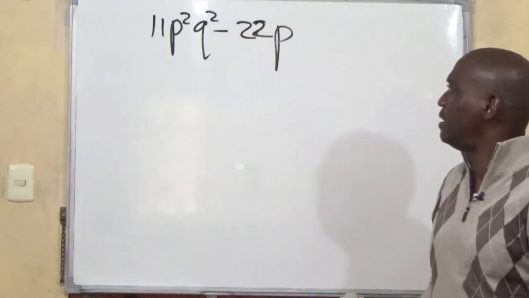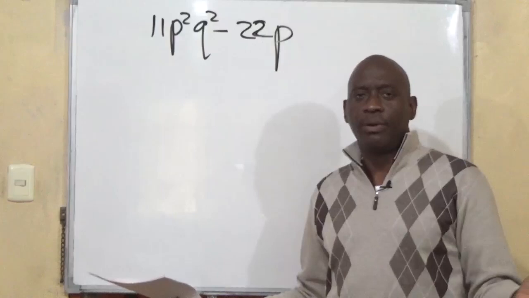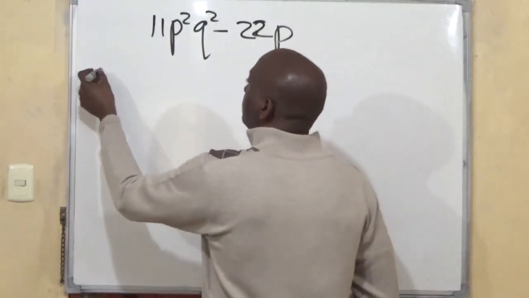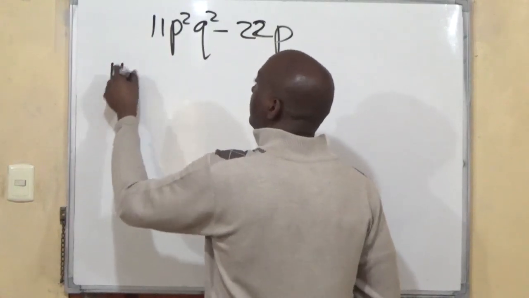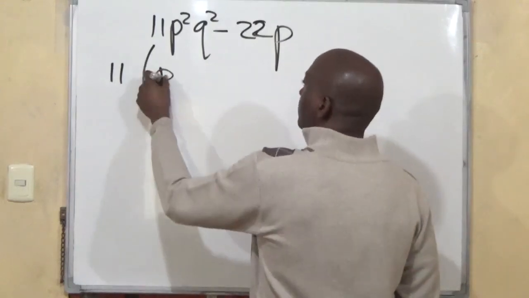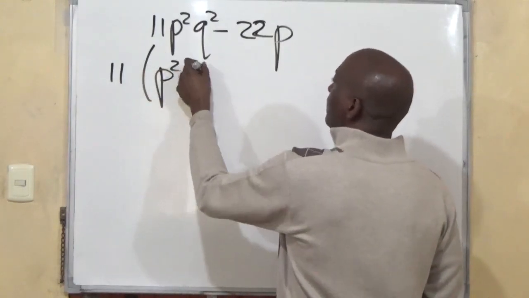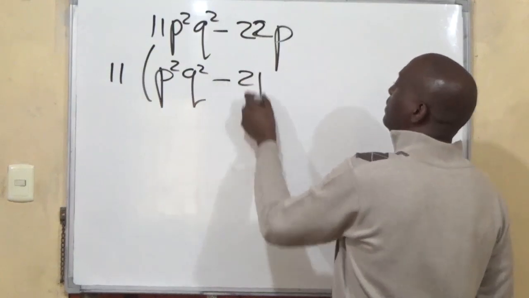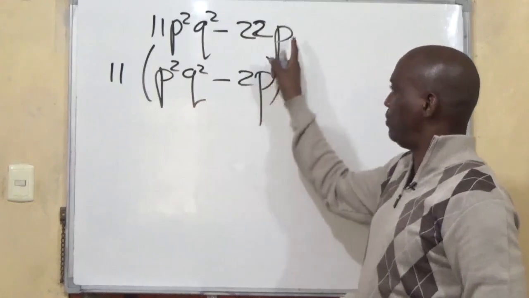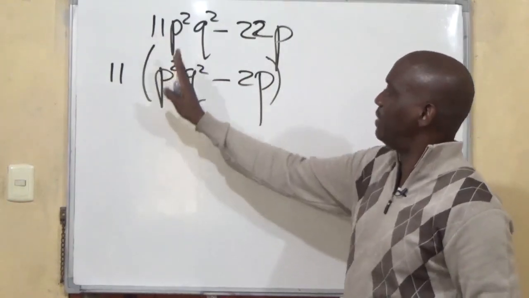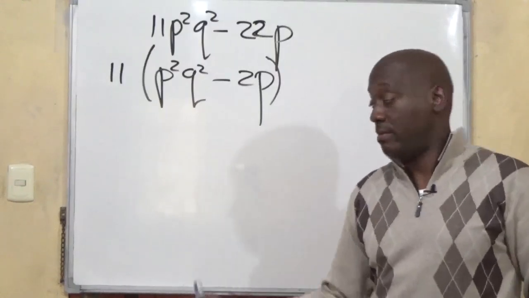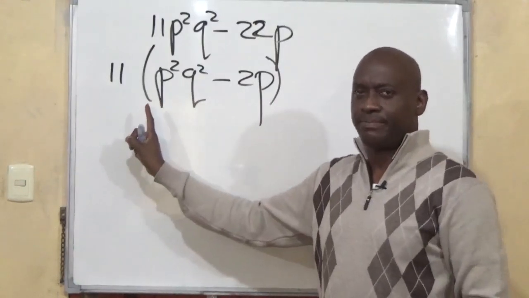So in this case, 11, 22, no problem. You take out the 11 as the common factor. All right? So you take out the 11, brackets again. P squared, Q squared on the inside, minus 2P on the inside as well. Right? 11 into 22 is 2P. 11 into 11 is 1. P squared, Q squared. Not a problem. So we're going again. Remember, we ain't finished yet. So you can't stop here.